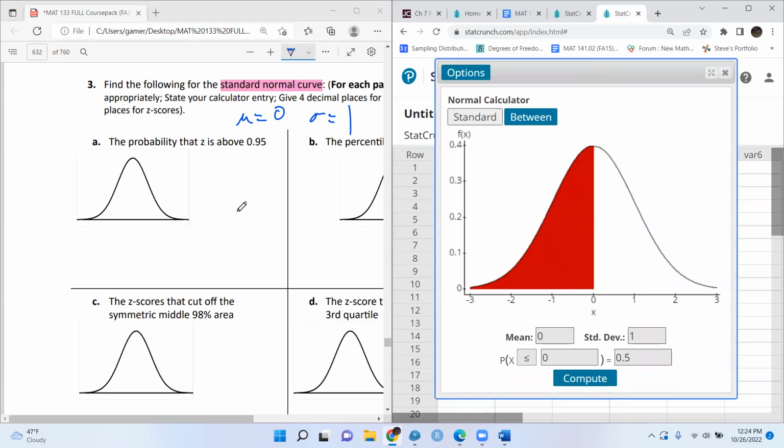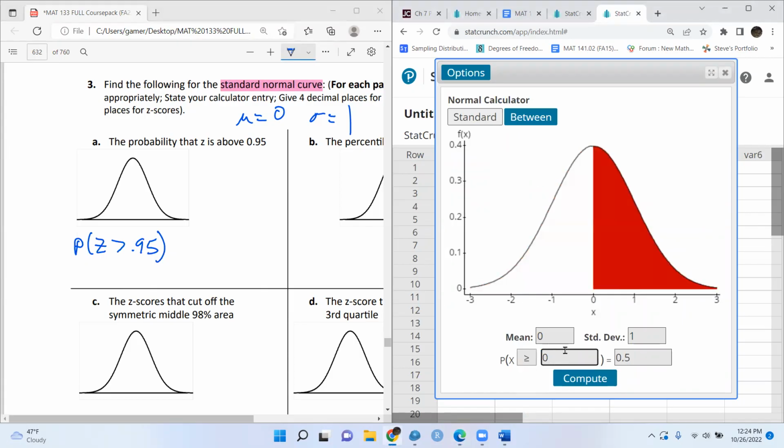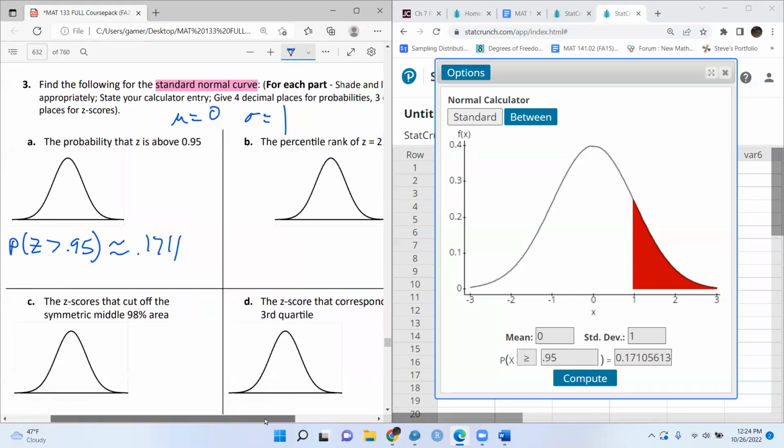0 and 1. This says probability Z is above 1. So I think we found it helpful, or some people found it helpful, to write this out. Yes, very much so. Good. So here's our answer. 0.1711. That's B, or A, sorry.